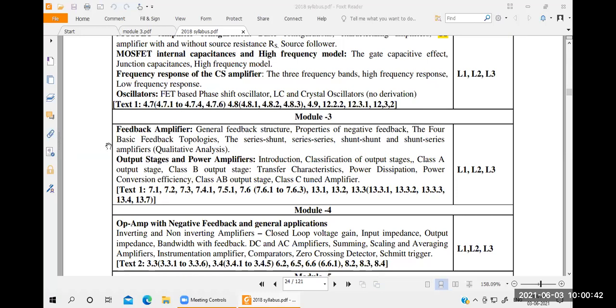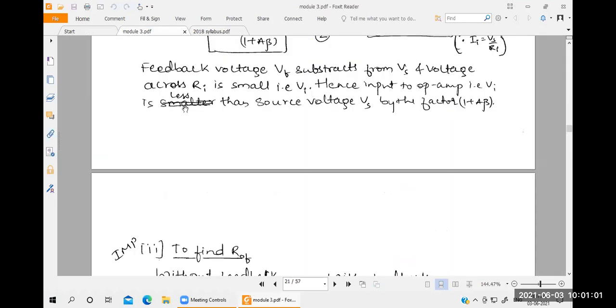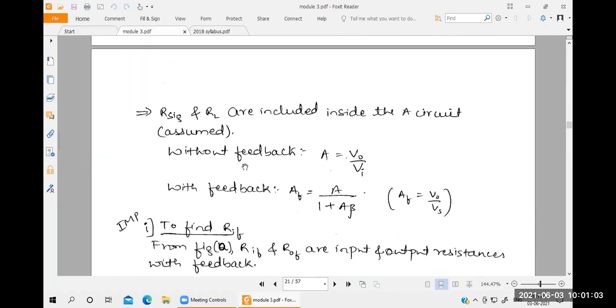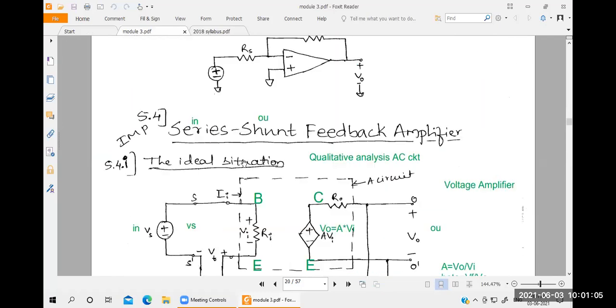Yes, friends. In the previous class, we discussed the four basic feedback topologies, right? And we also started the qualitative analysis for the series-shunt feedback, series-series feedback, shunt-shunt feedback, and shunt-series feedback amplifiers. So we'll start with the next one now. In the previous class, we started the qualitative analysis for the series-shunt feedback amplifier.